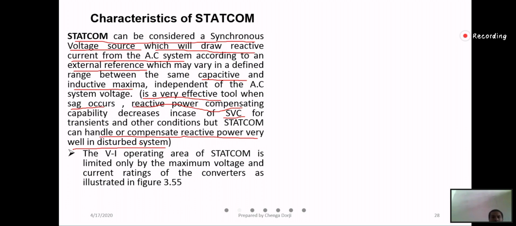Next, the VI operating characteristic of STATCOM is limited by maximum voltage and current rating and nothing else. The only things are Vmax and Imax. So within this range, it will operate, with the maximum voltage and maximum current, inductive current and capacitive current. Beyond which, it will not be able to operate.